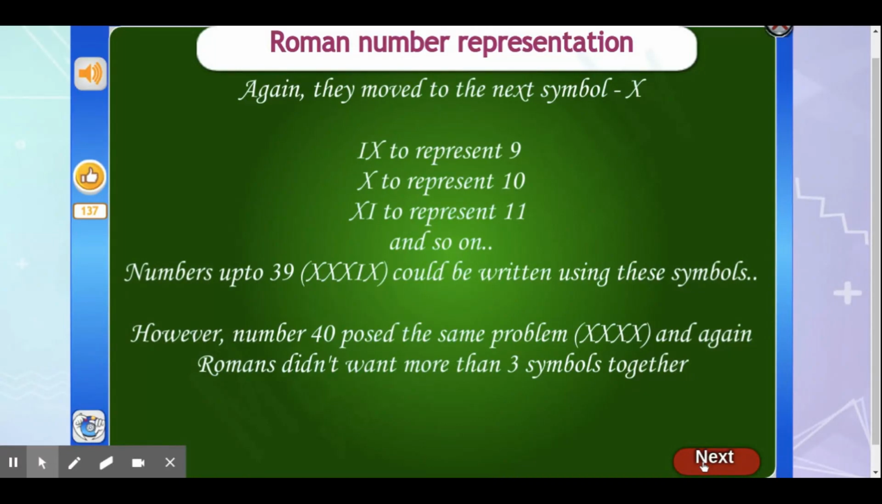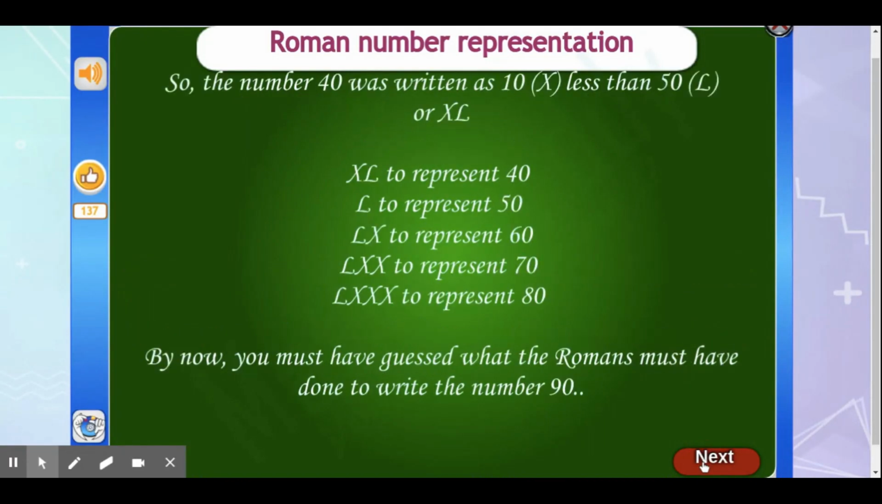You can go like this till about 39. But the minute you get into 40, you would have to write it as XXXX. Again, the symbol would get repeated 4 times, right? Again, that's not acceptable. So look at the next Roman numeral. What is the next Roman numeral? It's L. L represents 50. And putting an X in front of an L gives you 40. And then L represents 50.